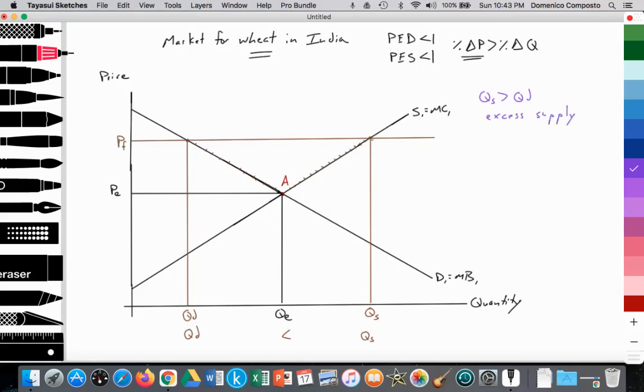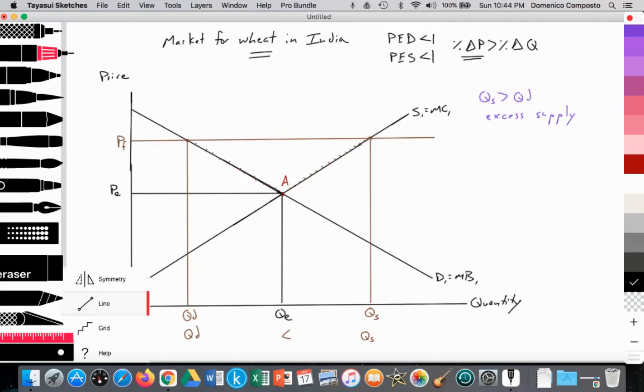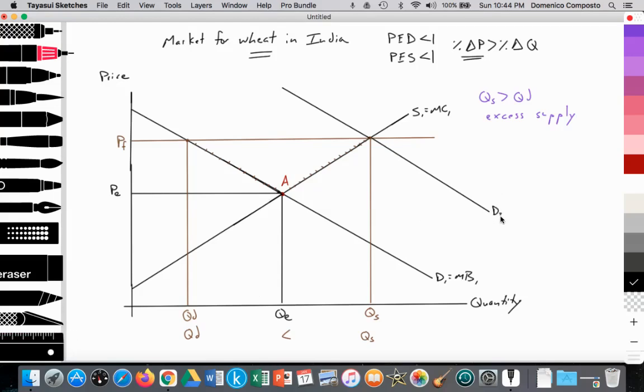Now, who is going to consume that excess supply? Farmers are producing way more than what is desired by consumers. Well, we're going to assume that the government steps in and consumes the excess. So we're going to draw an additional demand curve right here, and we'll call it D2, which is equal to D1 plus the government purchase of the excess. We're going to label that as such.